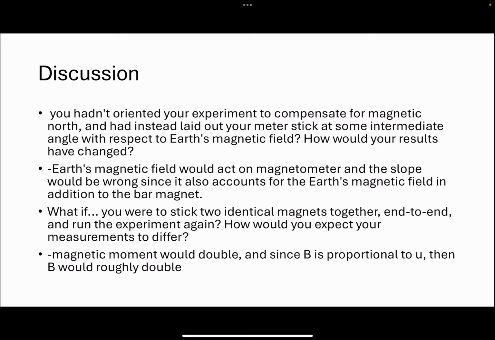Another question is if we were to stick two identical magnets together end to end and run the experiment again, how would we expect our measurements to differ? So two magnets end to end, almost in like a series, they act like a battery in series. Our magnetic moment would double since the strength of the field doubles, and since our magnetic field is proportional to our magnetic dipole, we would expect the magnetic field to roughly double as well.